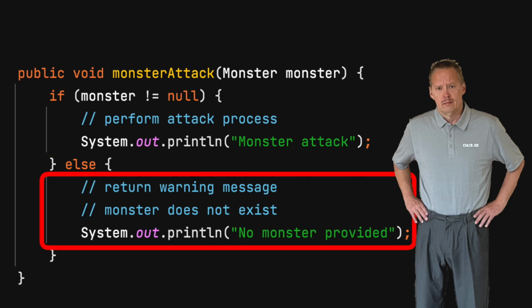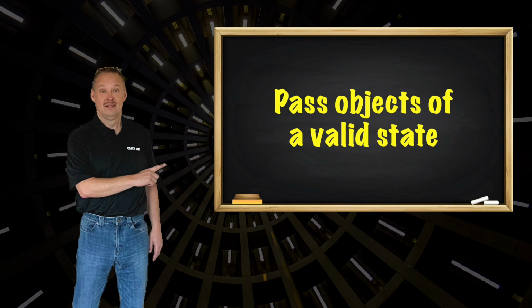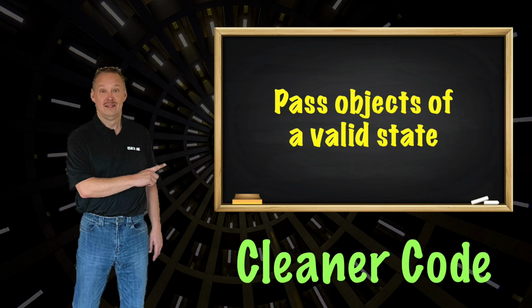Optional parameters are another kind of null. They must also account for both states. It is preferred to reduce the complexity of the method by only passing in objects of a valid state. By moving the null check outside the method, it helps keep the code cleaner. With that being said, often this rule is impossible to follow.